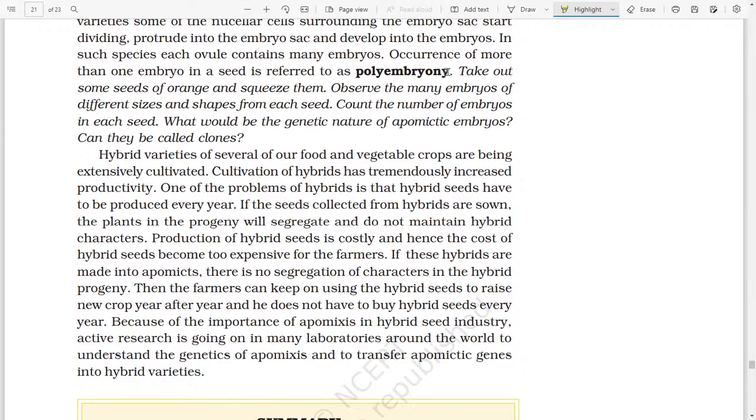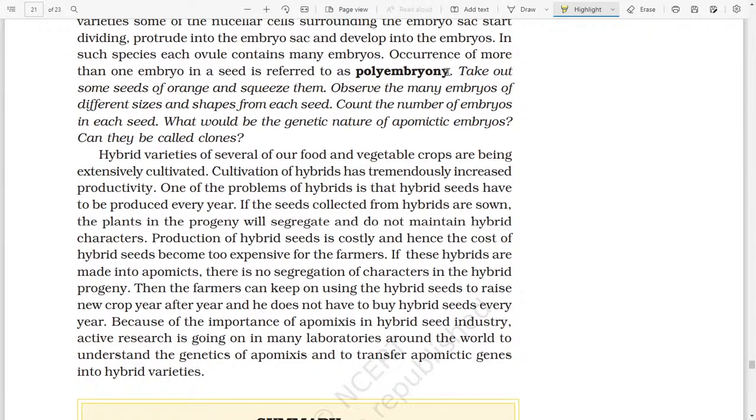Hybrid varieties of several of our food and vegetable crops are being extensively cultivated. Cultivation of hybrids has tremendously increased productivity. One of the problems of hybrids is that hybrid seeds have to be produced every year. If the seeds collected from hybrids are sown, the plants in the progeny will segregate and do not maintain hybrid characters. Production of hybrid seed is costly, hence the cost of hybrid seeds becomes too expensive for the farmer.